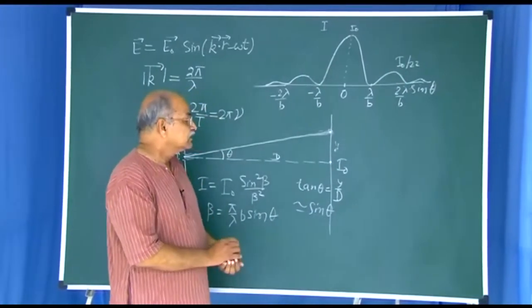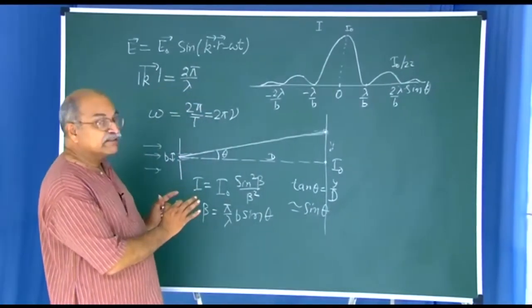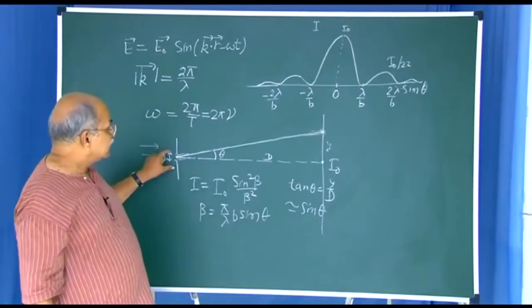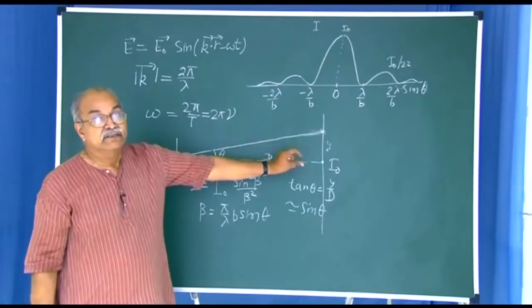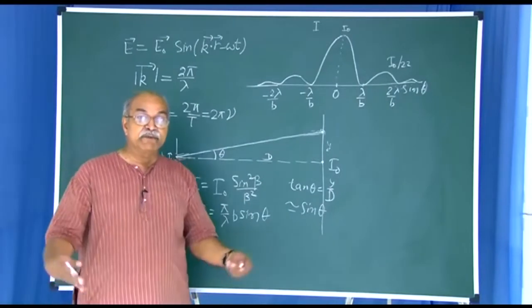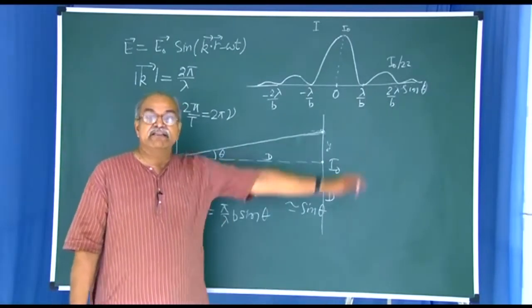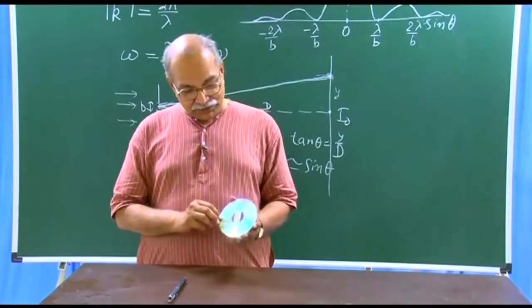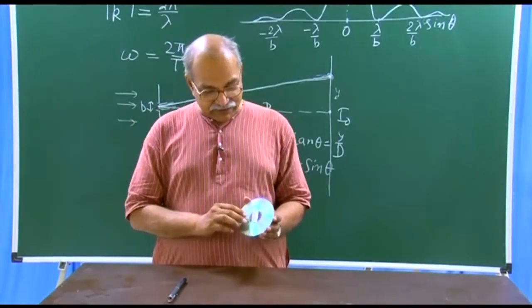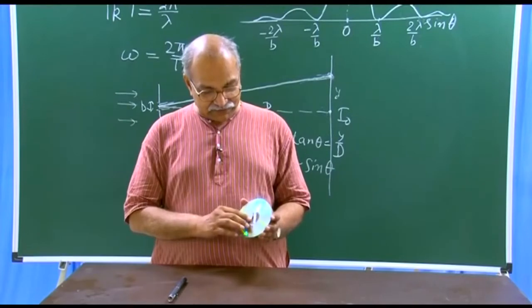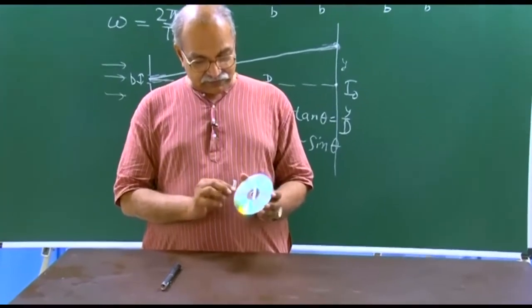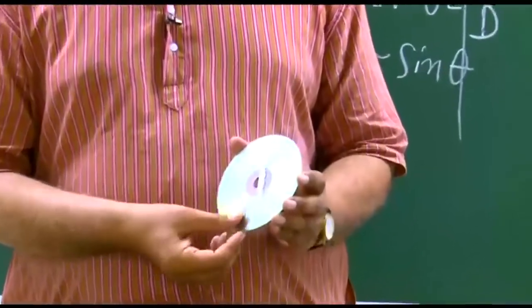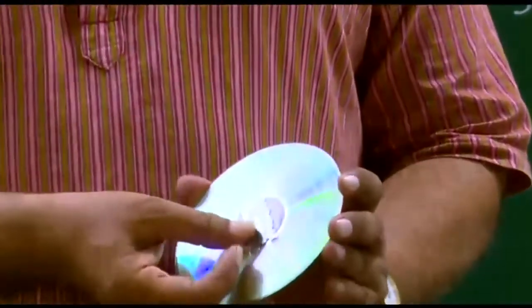So, this is what you should expect from a single slit if you pass light through a single slit and collect it on the other side. So, let us do the experiment and see if we get this type of result. To make the slit, what we have done is we have taken two pieces of razor blade, and these two pieces are placed parallel to each other on this compact disc.